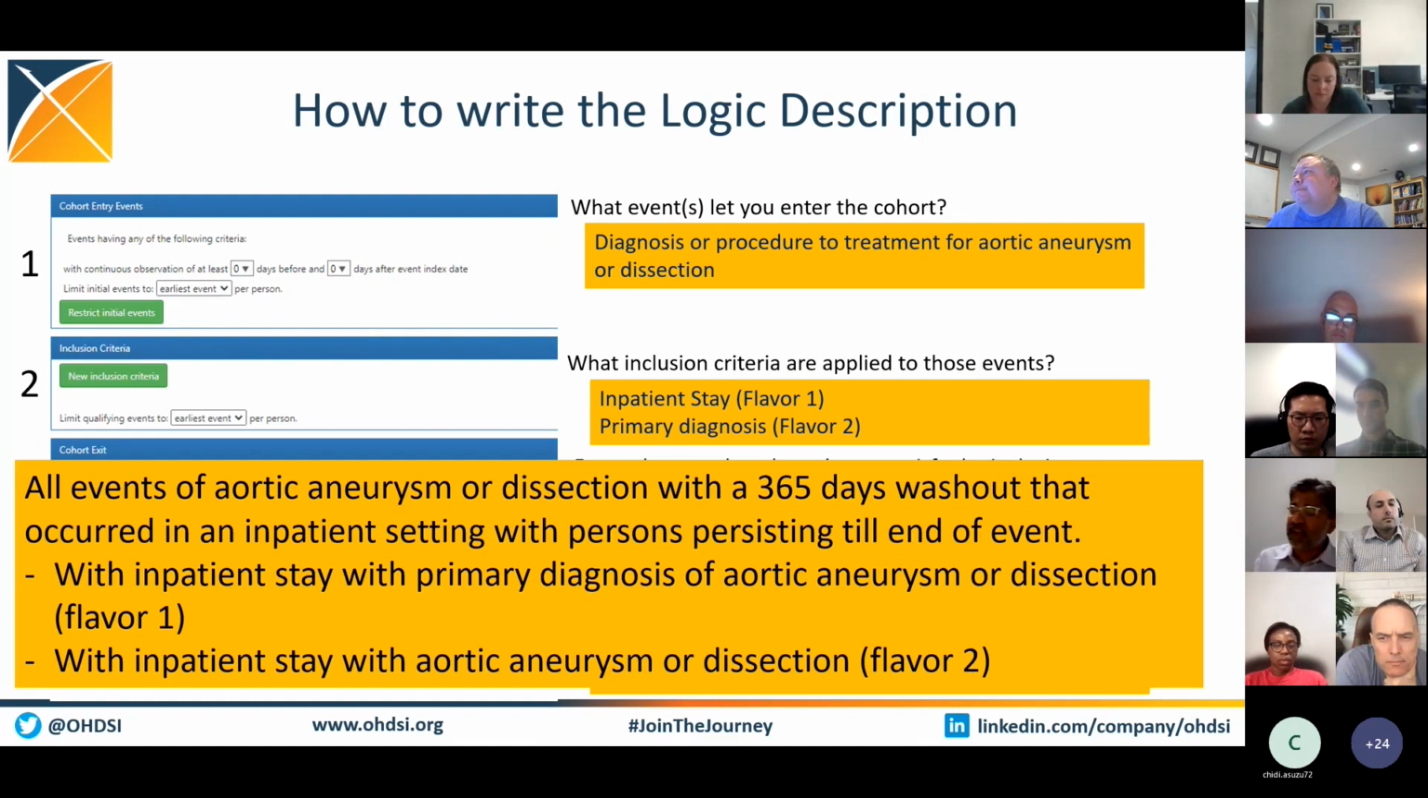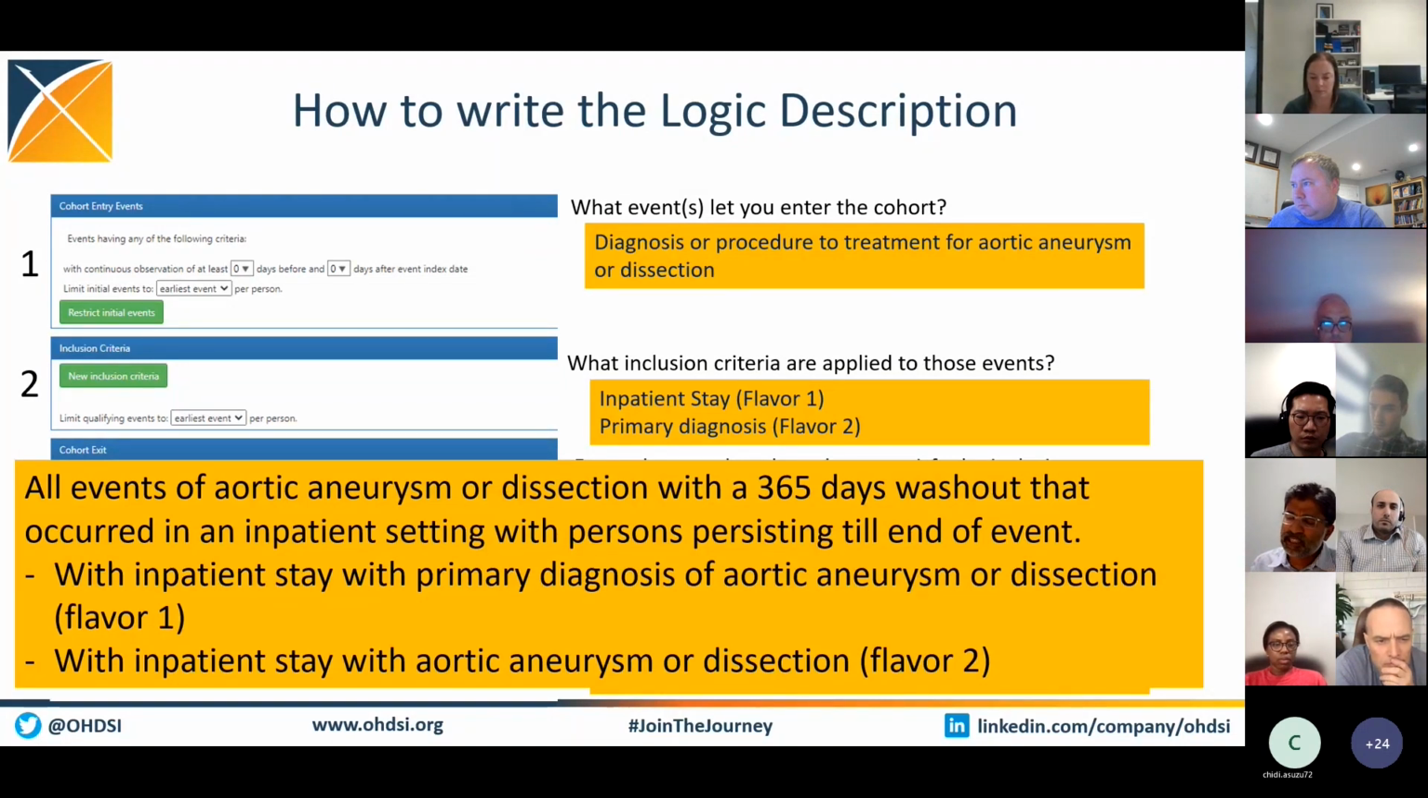So to simplify, I would describe the logic as all events of aortic aneurysm or dissection with a 365 days washout that occurred in an inpatient setting with persons persisting till end of the event. Now, I'm saying all events of aortic aneurysm or dissection because a person may have the diagnosis or a person may have aortic aneurysm more than once.